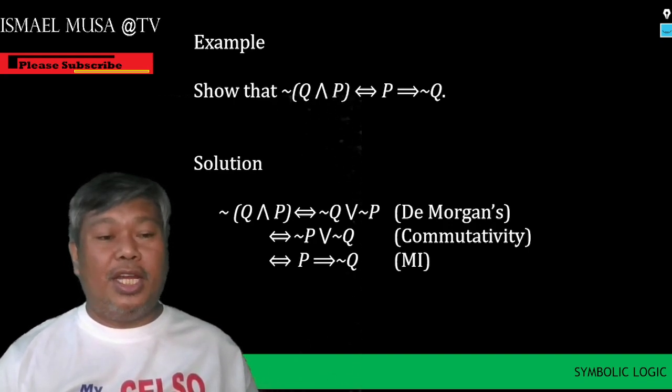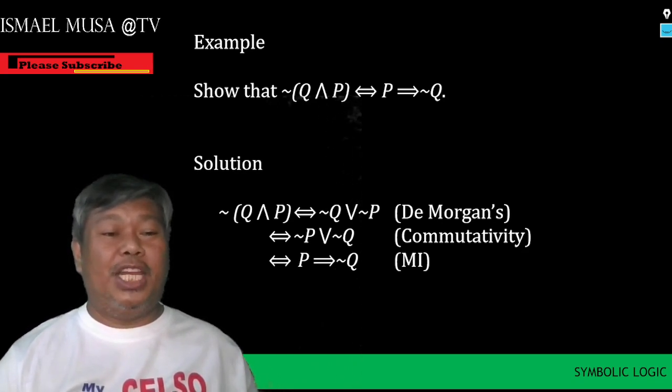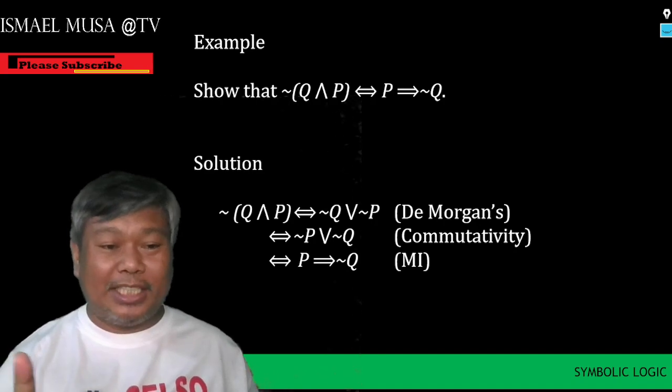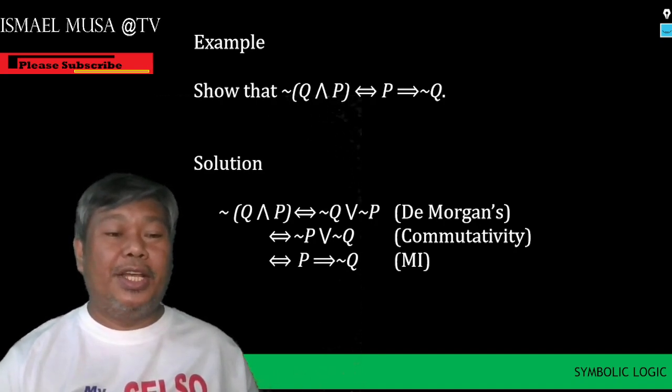So we say the not of Q and P. We start with the left. It can be written as not Q or not P. And that is De Morgan's law. Right? We negate the conjunction. We have the not Q or not P. Then we can just rearrange by commutativity because both are negations. So it's an or. So we can simply say not P or not Q.